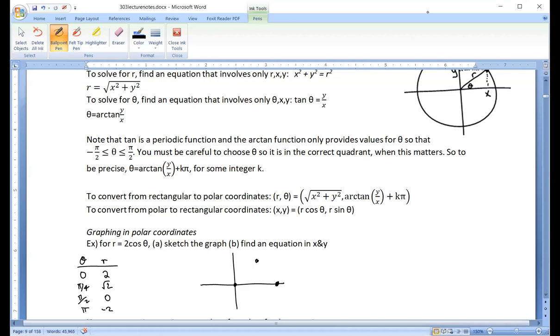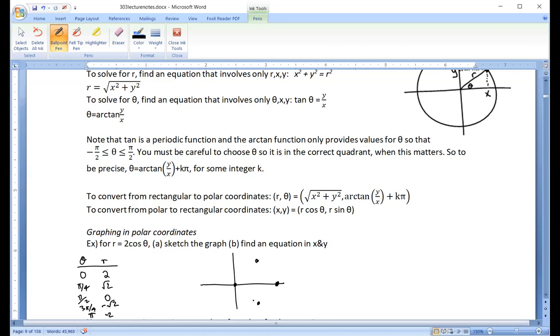Oh, and actually, I want to put one more point on our table just to help us out. What about at 3 pi over 4? At 3 pi over 4, you punch that in, you're going to get 2 times negative rad 2 over 2. That gives us negative rad 2. So the 3 pi over 4 angle, which is in the second quadrant, we're walking out negative. So it's actually going to give us this point right here.